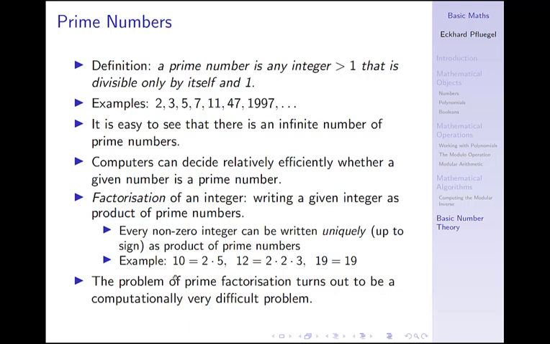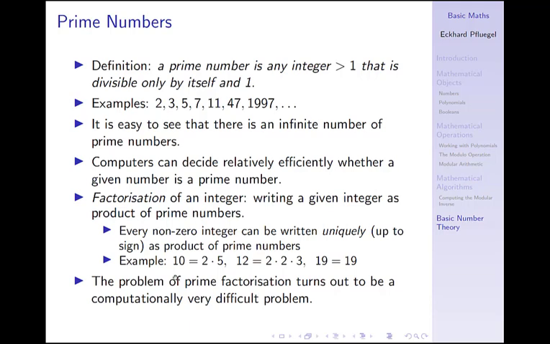On the other hand, the related task of taking an integer which is not a prime number and factorizing it into a product of prime numbers is actually computationally very difficult. And we will see that the security we need nowadays relies on the difficulty of that problem, the factorization of big numbers.